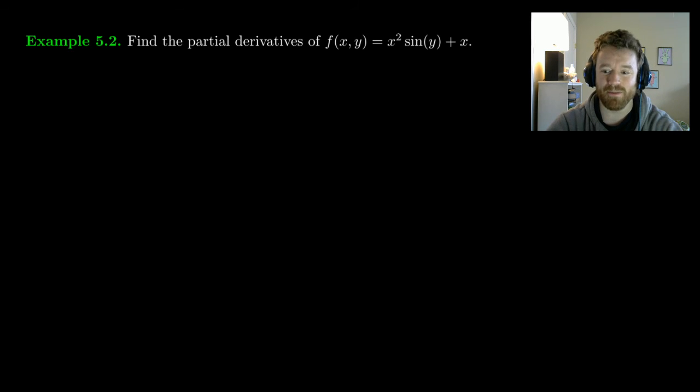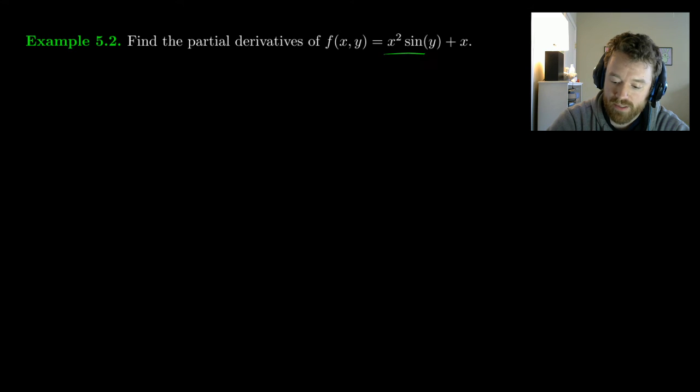Okay, so let's try to compute a partial derivative. Find partial derivatives of f equals x squared sine y plus x. So first thing to note, I have x squared times sine y. If I'm holding y constant or holding x constant, these are not things that I'll use the product rule on, right? X squared times sine y. At one point, this will be some constant times x squared or some constant times sine of y.